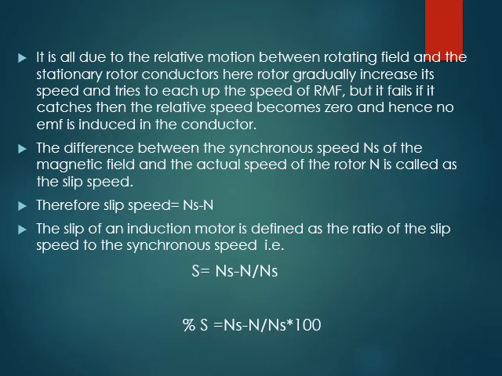The difference between the synchronous speed Ns, that is the speed of the rotating magnetic field, and the actual speed of the rotor N is called the slip speed. Therefore, slip speed is equal to Ns minus N. The slip of an induction motor is defined as the ratio of the slip speed to the synchronous speed. In terms of percentage, it is Ns minus N divided by Ns into 100.